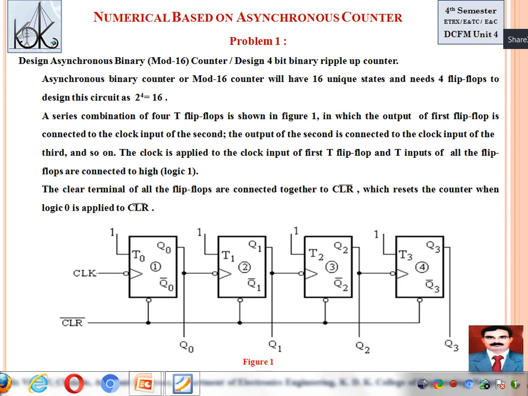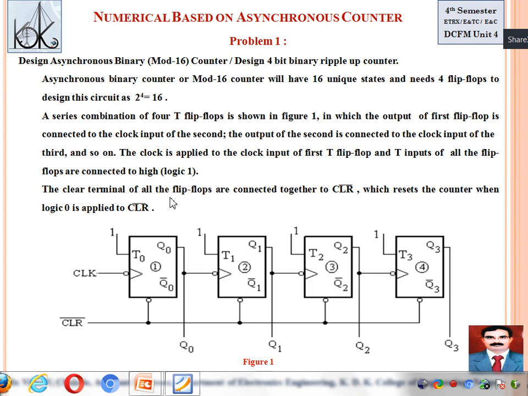When you put T equals 0, there is no change. If the previous state is 0, the next state becomes 0. If the previous state is 1, the next state is 1. But if you put T equals 1, toggling takes place. The meaning of toggling is that if your previous state is 0, the next state becomes 1, and if the previous state is 1, the next state becomes 0, right? So 0 becomes 1 and 1 becomes 0. This is the very simple principle of the T flip-flop. That's why we are using T flip-flops in the counter.